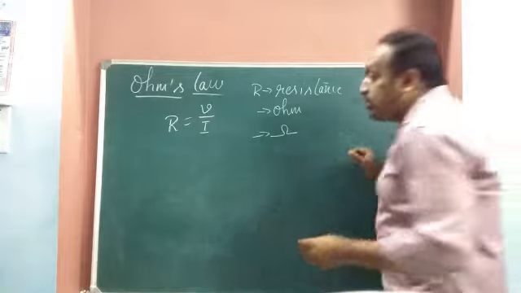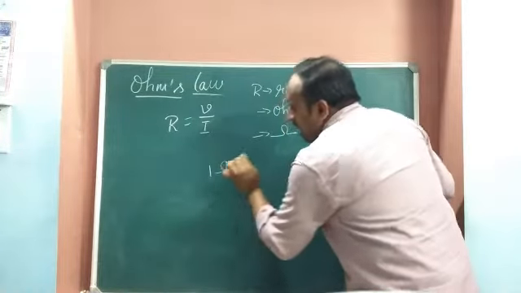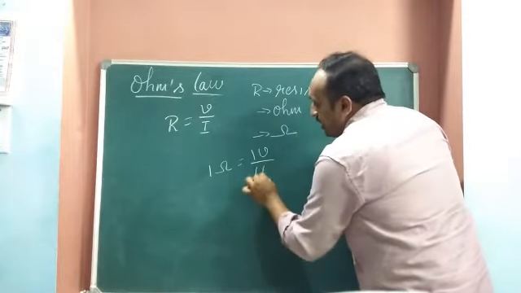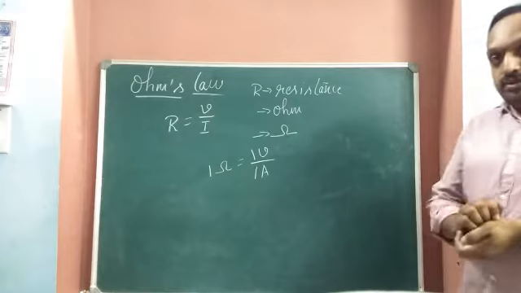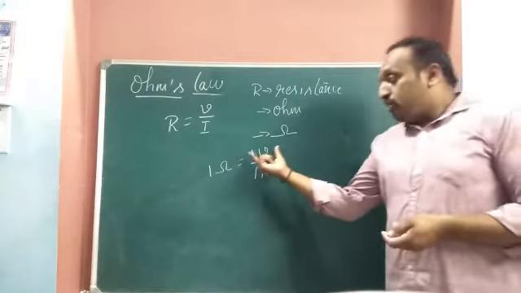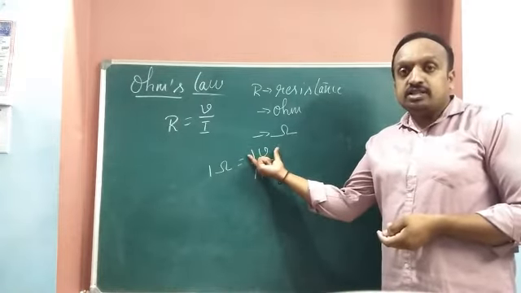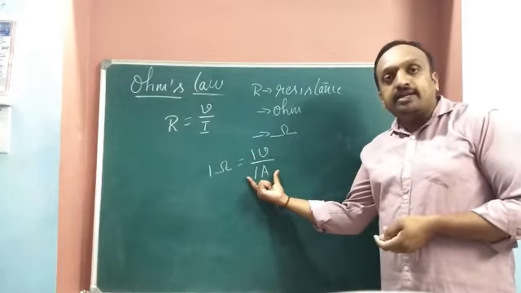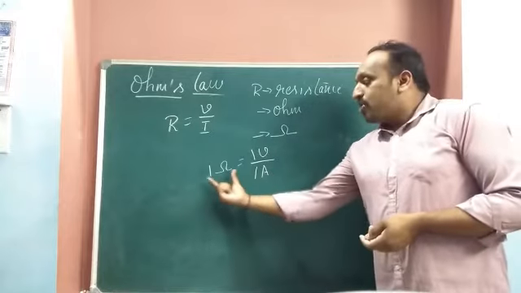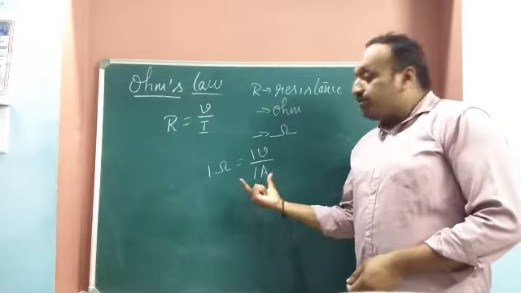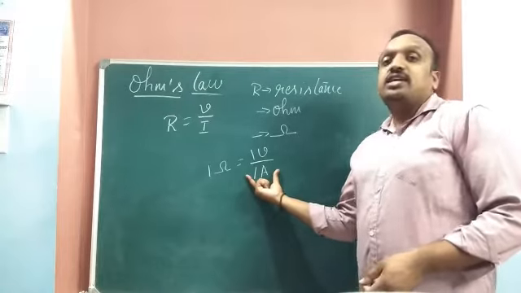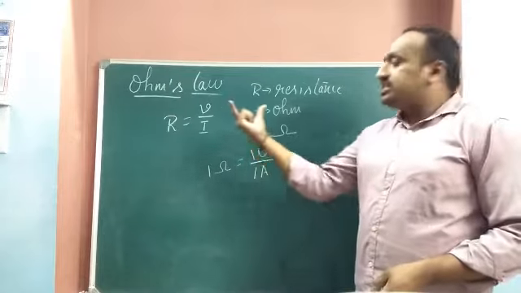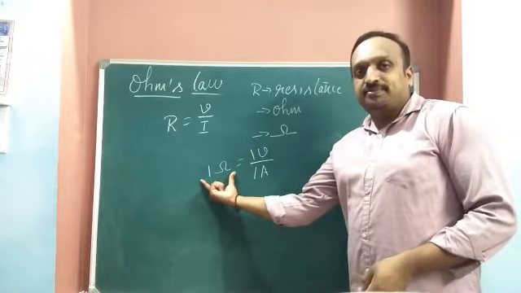So what is the value of 1 ohm? The value of 1 ohm is 1 volt divided by 1 ampere. If 1 volt of potential difference is across the resistor with a current of 1 ampere, that value will be 1 ohm. If 1 ampere of current is flowing in a conductor having the potential difference of 1 volt, that value of resistance will be 1 ohm.